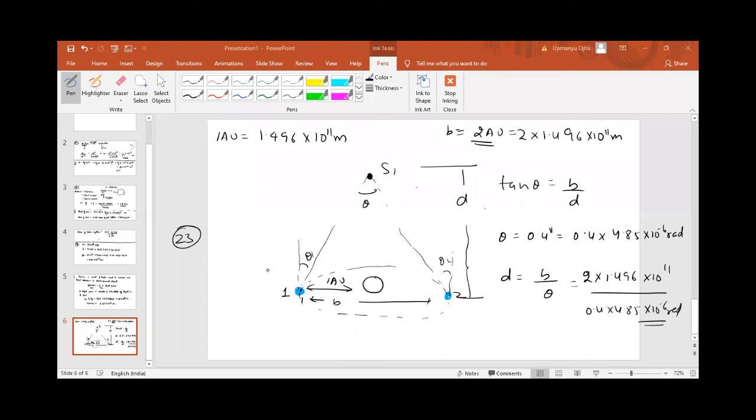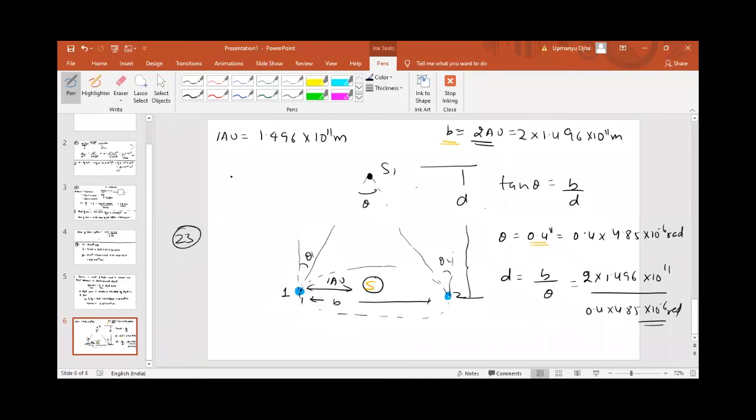Now we know that the distance from the sun to the earth is 1 astronomical unit. So in a span of 6 months, how much distance has the earth traveled? That is equal to 2 astronomical units. B is the distance traveled by the earth in a span of 6 months. That is 2 astronomical units, that is 2 into 1.496 into 10 to the power 11 meters. This is the angle subtended. Now the angle is theta, which is 0.4 minute. Okay, 0.4 second, not minute. This is second.